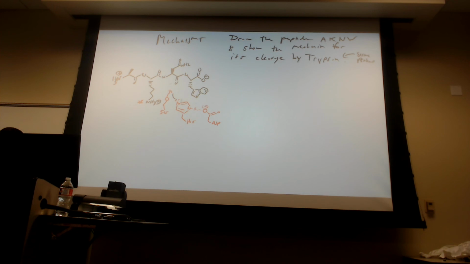All right, so we have to attack here. That grabs that, and then this attacks here. That's going to pop up there, and then we go to the next stage of this. Now, do you think I would have you draw out the entire thing? Every step?